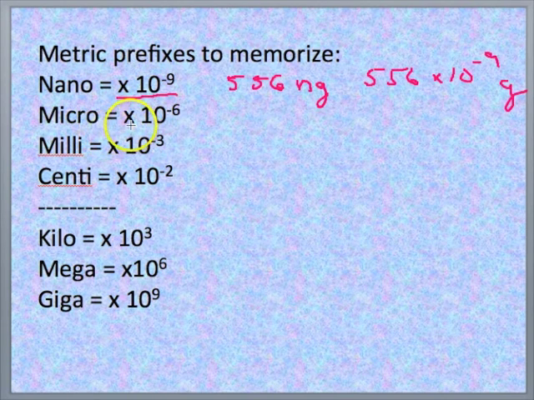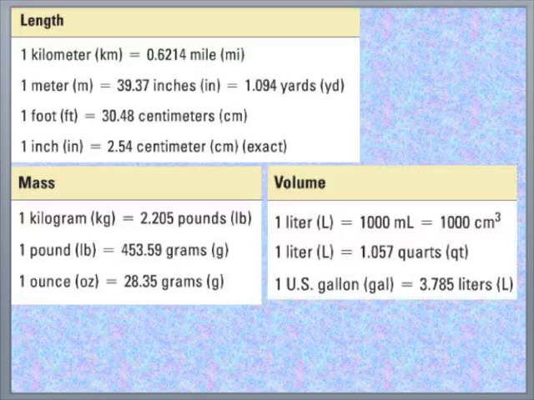Micro, or a millionth, is times 10 to the minus 6. Milli, or a thousandth, is times 10 to the minus 3. Centi, times 10 to the minus 2, or a hundredth. Getting to larger prefixes, kilo is 1,000, times 10 to the third. Mega is a million, times 10 to the 6. And giga is a billion, times 10 to the 9. You need to memorize each one of these prefixes so that if you see them, you can put the correct exponent of 10 in front of the number.